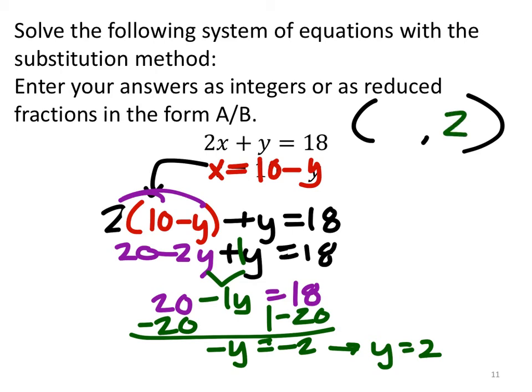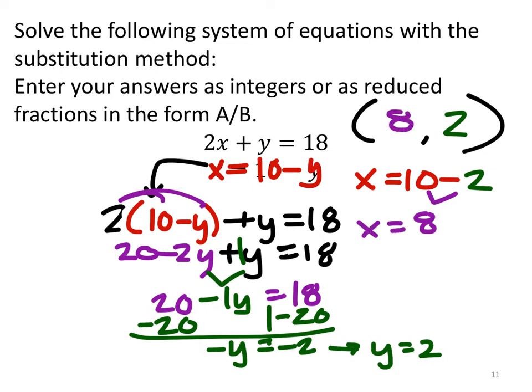Well, on this next part, we need to solve for x. And the second equation lets us solve for x pretty quickly, right? Because x is 10 minus the y value, and now we see the y is 2. 10 minus 2 is 8, so x should be 8. And again, we could check in that top equation. 2 times 8 is 16, plus 2 is 18. So that checks off.